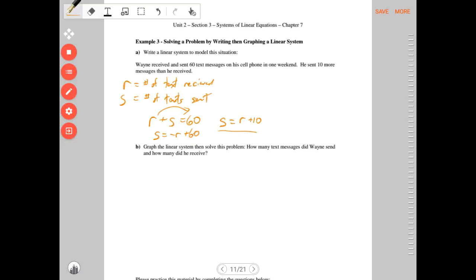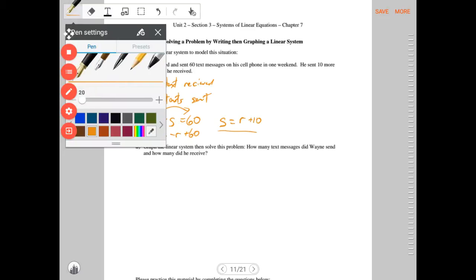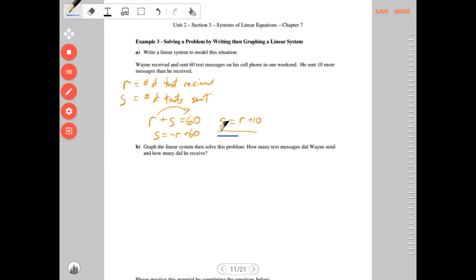Now they're both in the same kind of form. So this is going to be Y equals X plus 10, and this is going to be Y equals negative X plus 60. So that's how we're going to graph those on our calculators, and we go from there. So we're going to graph these two things.